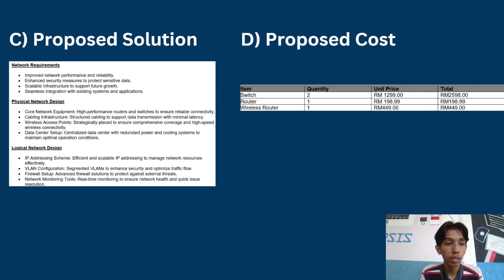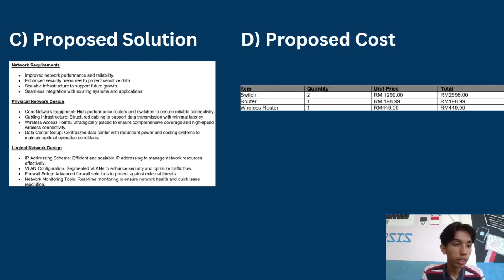For the physical network design, there is core network equipment: high performance routers and switches to ensure reliable connectivity. After that, cabling infrastructure: structured cabling to support data transmission with minimal latency. Then wireless access points, strategically placed to ensure comprehensive coverage and high-speed wireless connectivity. Then data center setup: a centralized data center with redundant power and cooling systems to maintain optimal operating conditions.